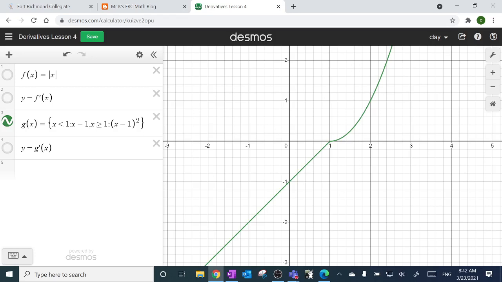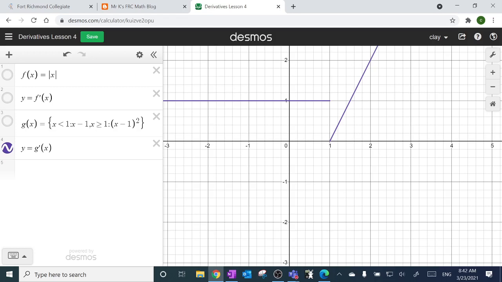And when I actually ask it to graph the slope, graph the derivative, I get what I expect. I get a broken line here. So this thing has a slope that exists at 1, and then it jumps down to 0, and then has a slope of, I guess that'd be a slope of 2, right? That'd be a slope of 2x.